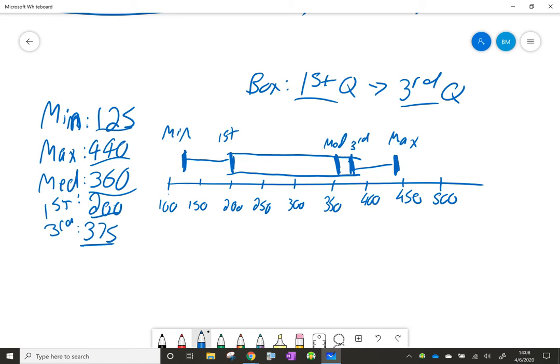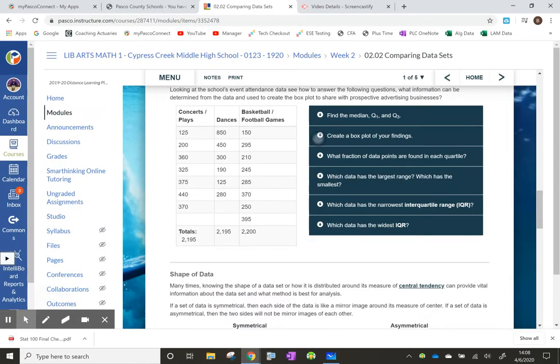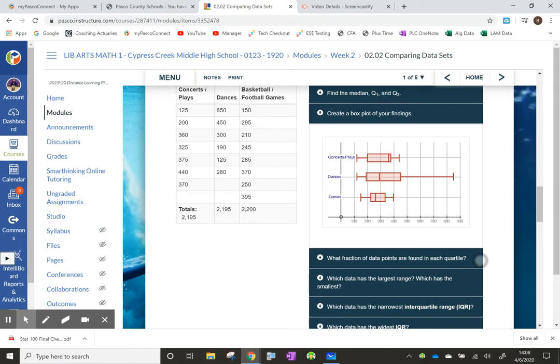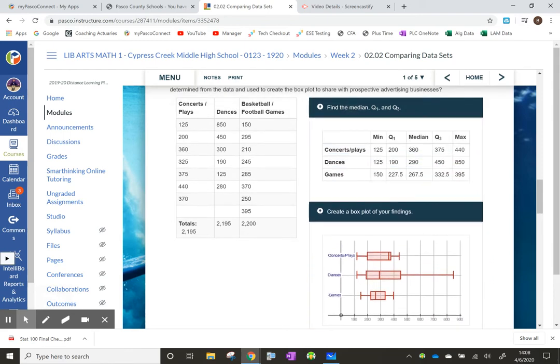And if we go back to the example they gave us, you can see that box and whisker plot sort of somewhat there for constants in place. Now they've already, like I said, done all the values for dances and basketball football games as well. They've put that all in there. They've made the box plots as well. So you can check your results there.